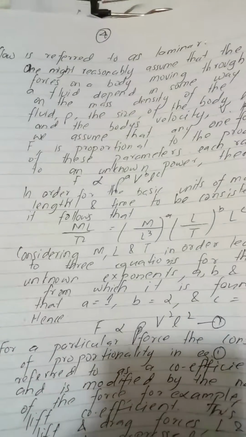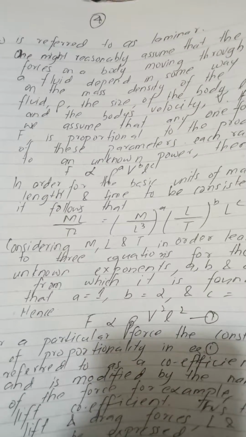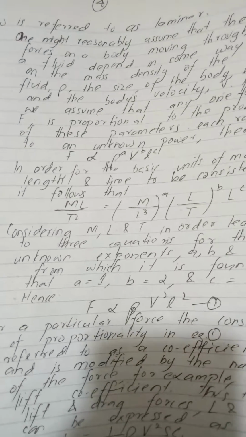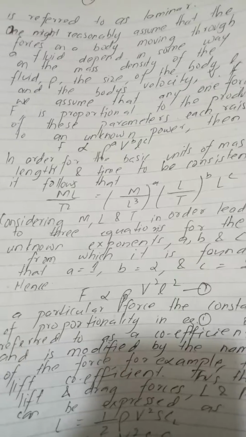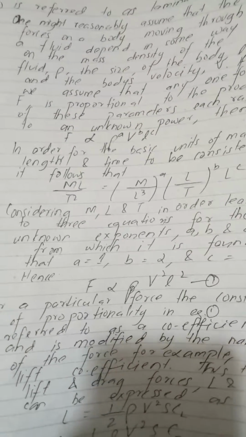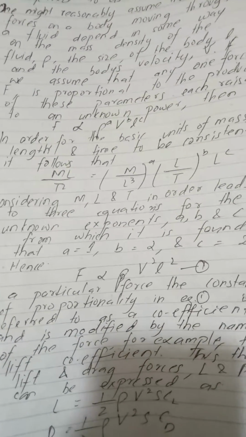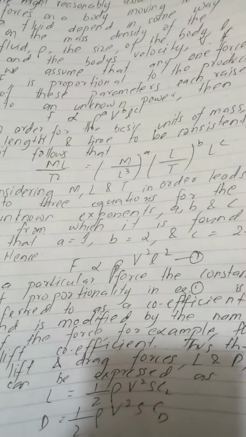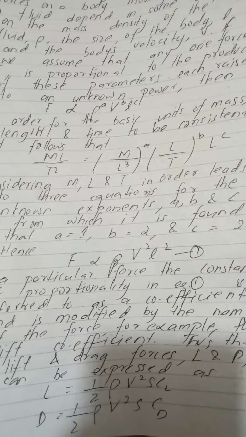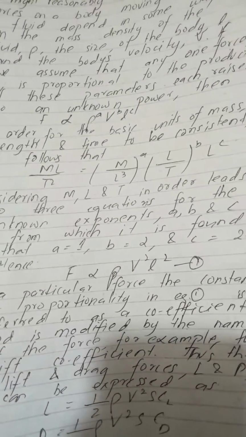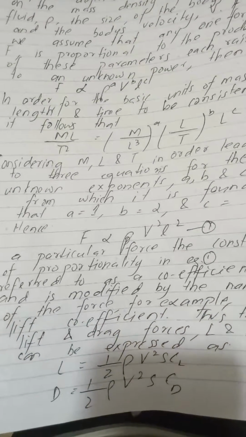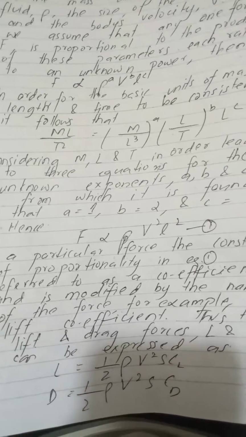One might reasonably assume that the forces on a body moving through a fluid depend in some way on the mass density of the body, rho, the size of the body, L, and the body's velocity, V. If we assume that any one force, F, is proportional to the product of these parameters, each raised to an unknown power, then F is directly proportional to rho^a V^b L^c. In order for the basic units of mass, length, and time to be consistent, this is how we're going to represent the units.